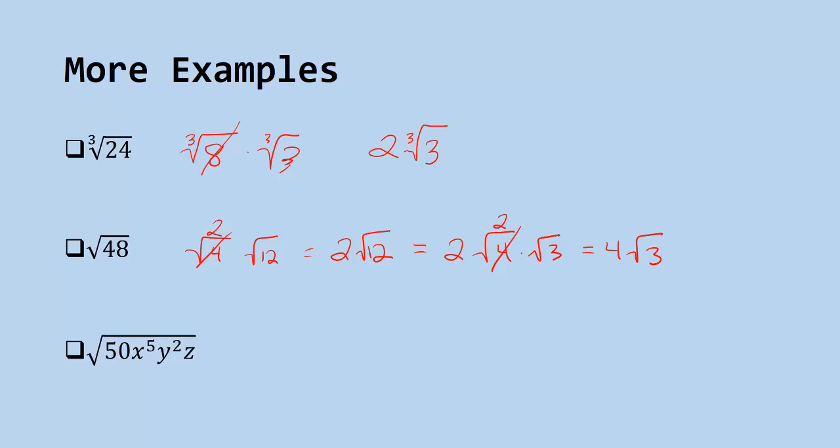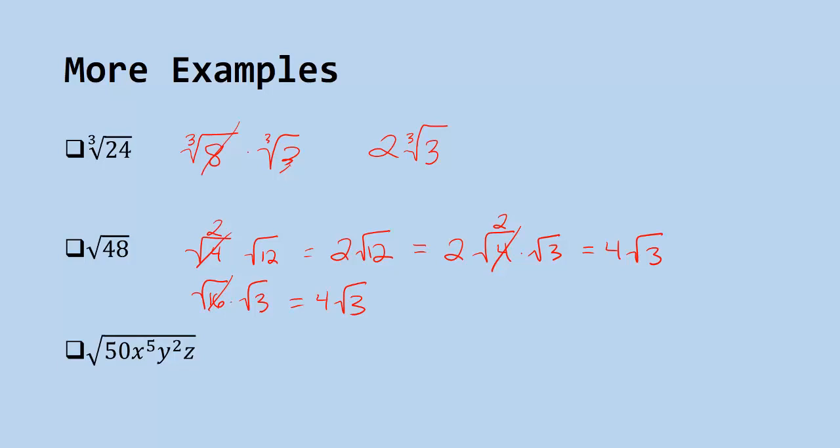This just means that originally I could have broken 48 up as the square root of 16 times the square root of 3, and then I would have gotten the same answer. But it's okay that I didn't see that at first, as long as I checked my radical at the end and made sure I didn't have any other perfect squares underneath it.